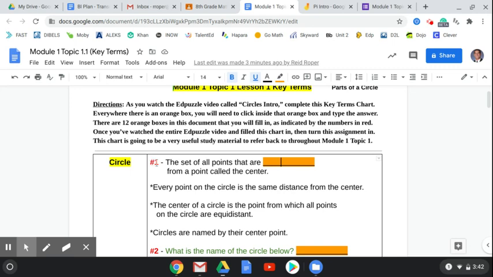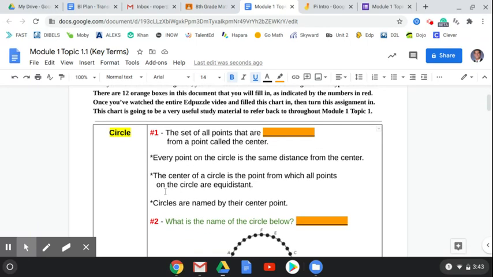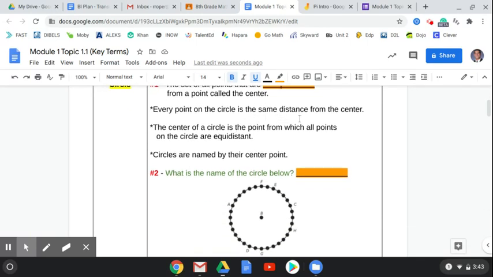In math, we define a circle as the set of all points that are equidistant from a point called the center. Now, you may be wondering, what does equidistant mean? Well, equidistant means what it sounds like, equal distance. So a circle is the collection of points that are all the same distance from a point called the center. Every point on the circle is the same distance from the center.